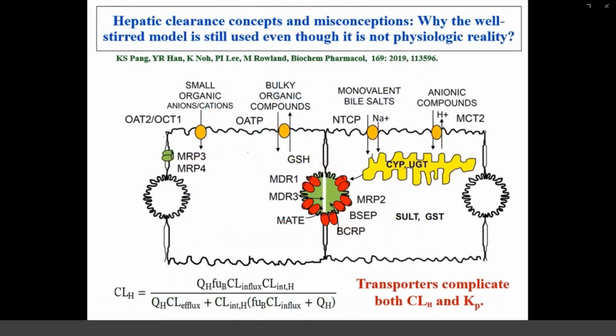There's a lot of attention being paid to transporters. This slide is showing the transporters associated with hepatocytes. And what I want to point out is the effect it has on the calculations that we do. The equation for hepatic clearance becomes the one where you need to add an influx clearance and an efflux clearance if either or both of these phenomena are occurring. So transporters complicate assessment of pharmacokinetics. You may not know they are occurring unless there's additional experimental data that points the way towards this. Transporters also affect partition coefficients.